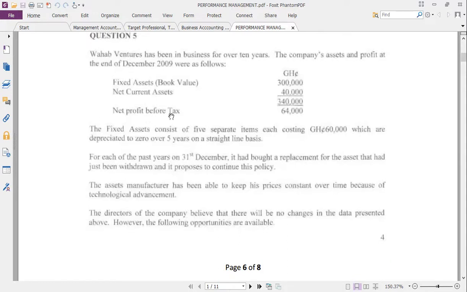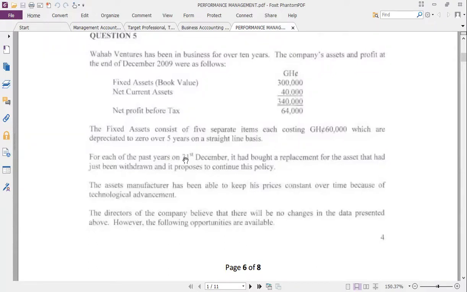Net profit before tax. I like that because you have to pay tax on profit before tax, but it must be after depreciation. Good. So if the asset has not been depreciated, what do you do? Depreciate it. You are done. The fixed asset consists of 5 separate items, each costing 60,000. So 5 times 60 is 300, so that's the 300,000 you have there, which are depreciated to zero over 5 years on straight line basis.